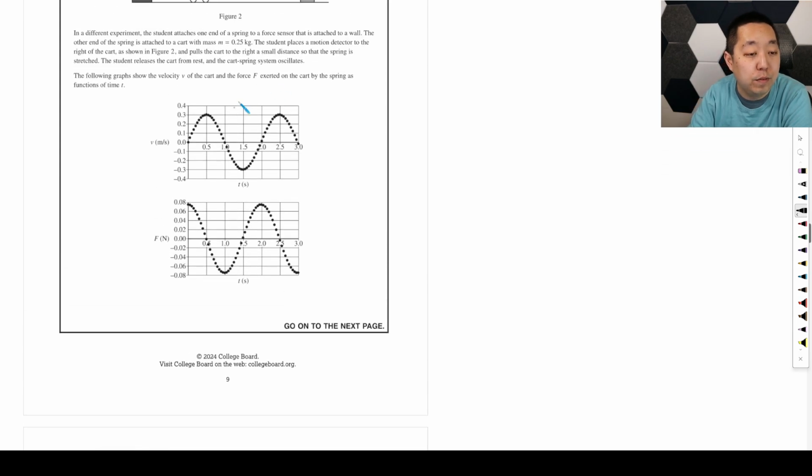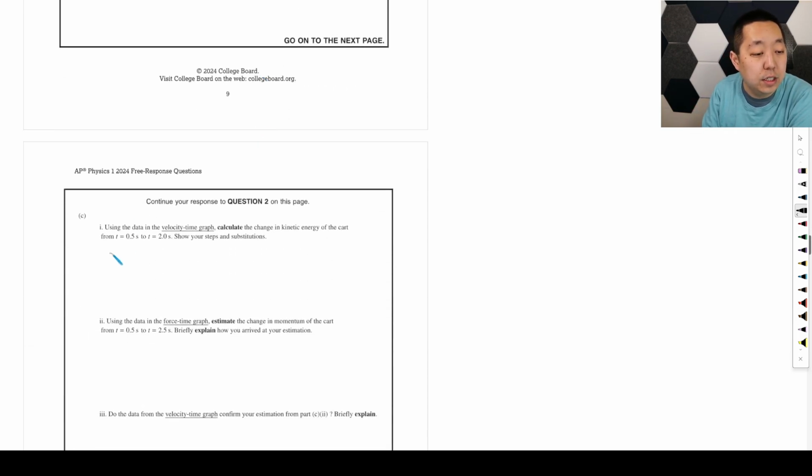We're going to use from 0.5 seconds all the way to 2 seconds here. And then the kinetic energy. The change in kinetic energy is the final kinetic energy minus the initial kinetic energy, which is 1/2 m vf squared minus 1/2 m v0 squared. Show your steps and substitutions. You should do this anyway. They shouldn't have to tell you that, but you should do that.